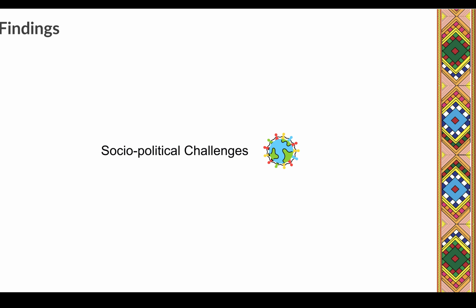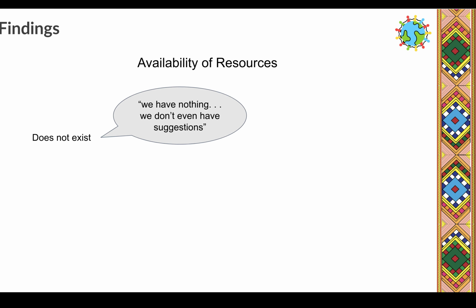The third set of challenges are social political challenges. We realized that we could not attribute every single obstacle to technology. There were issues, for example, with the lack of resources. Sometimes resources would just not exist. Here's our participant saying, we have nothing, we don't even have suggestions, after trying to edit articles about African leaders in Tigrinya Wikipedia and being told that there are no suggestions for the filter that they've set.